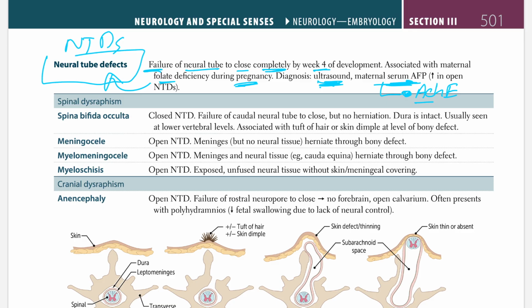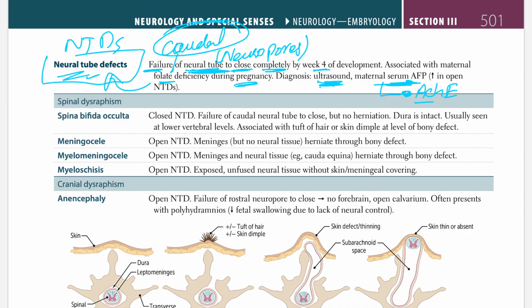So now let's talk about what's really happening here, right? Specifically for these spinal problems, we are looking at the failure of the caudal neural tube to close. You will also see they might say neuropores to close. Failure of the caudal neural tube, the neuropores, to close is going to cause NTDs, which is neural tube defects.